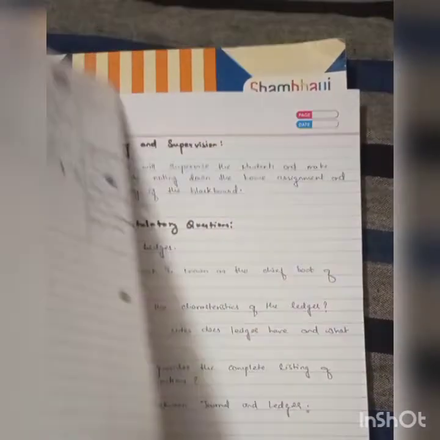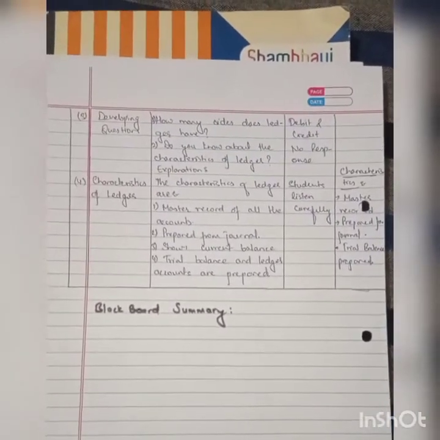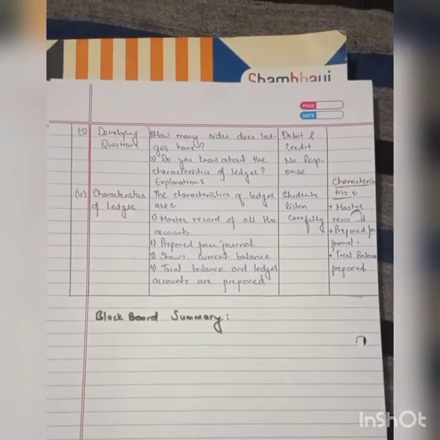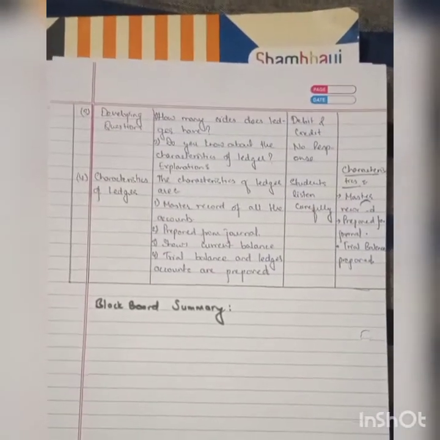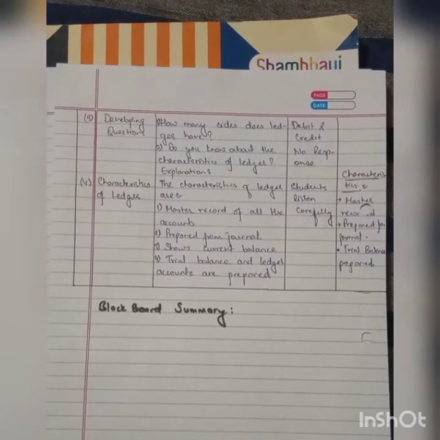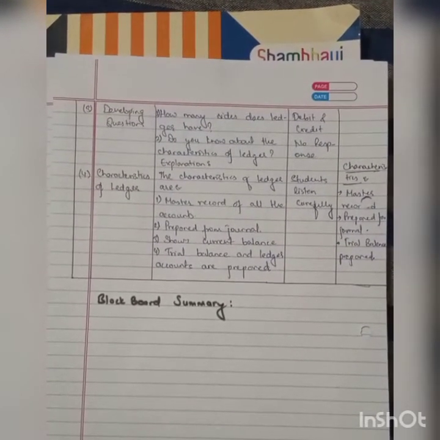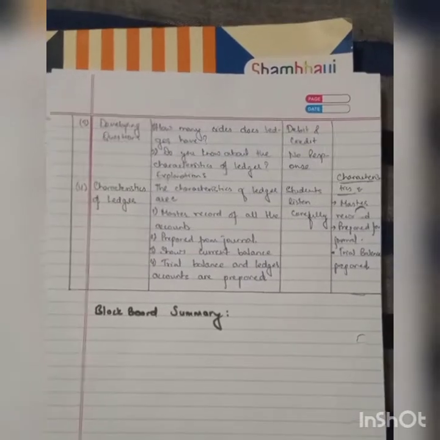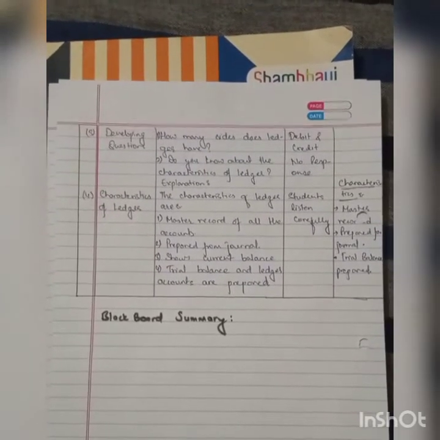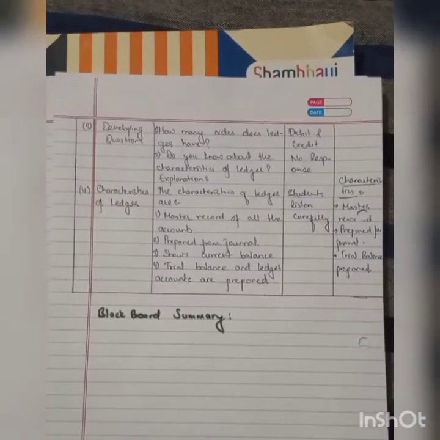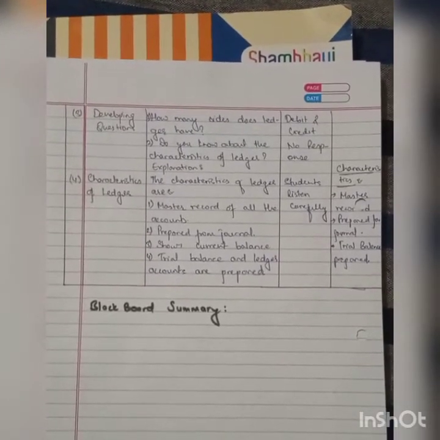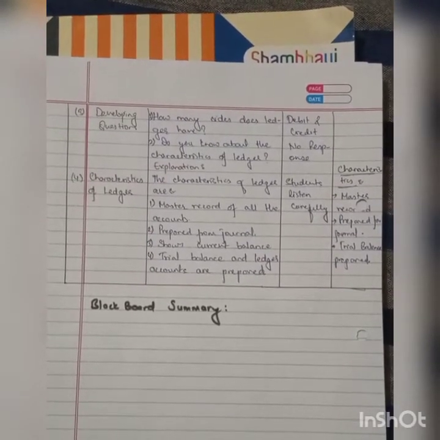Then after, one more developing question is there, like, how many sides does a ledger have? There are two sides, that are debit and credit, which was the student response. Now the next question is, do you know about the characteristics of ledger? No response from the student side.